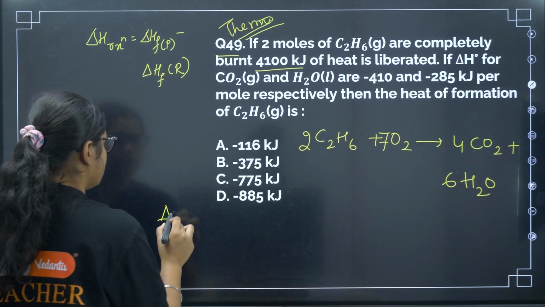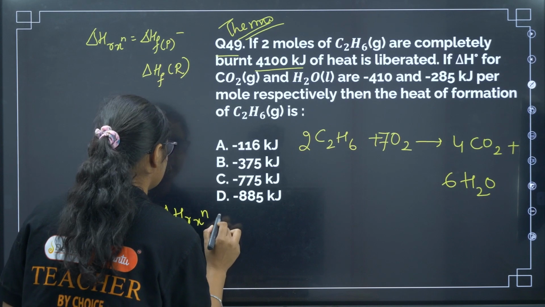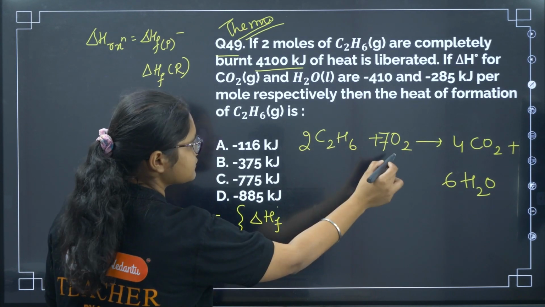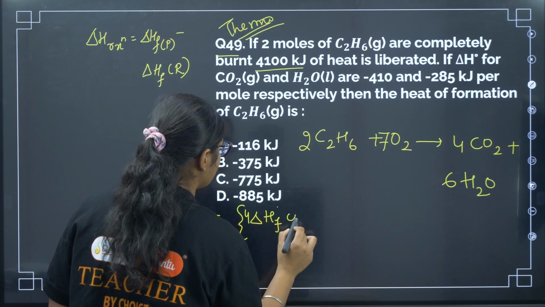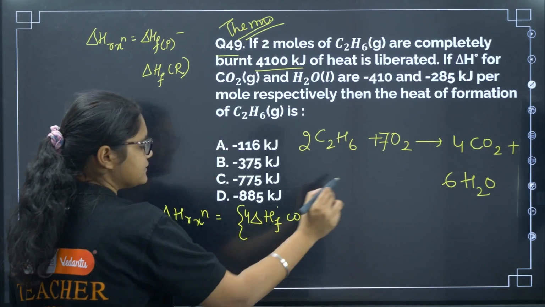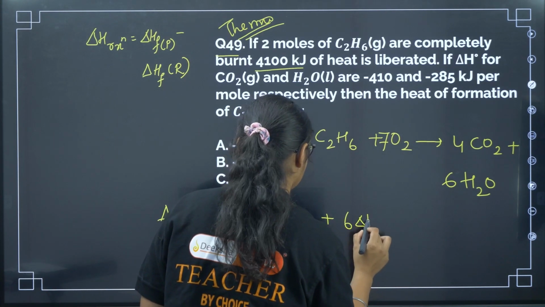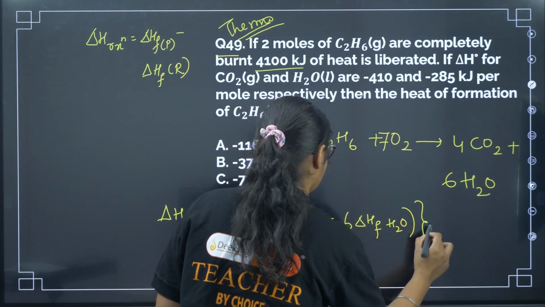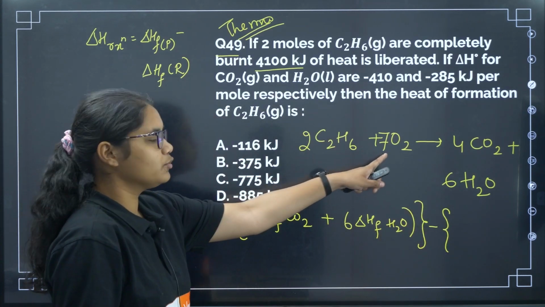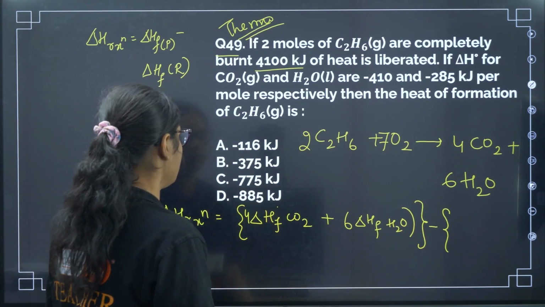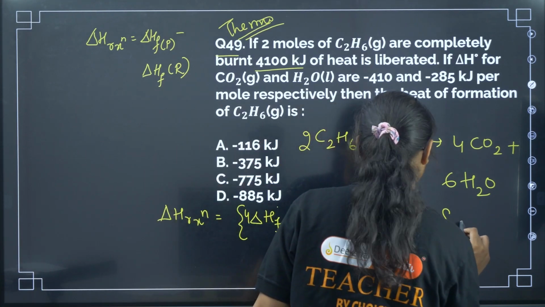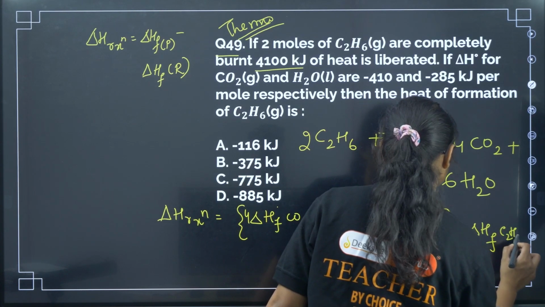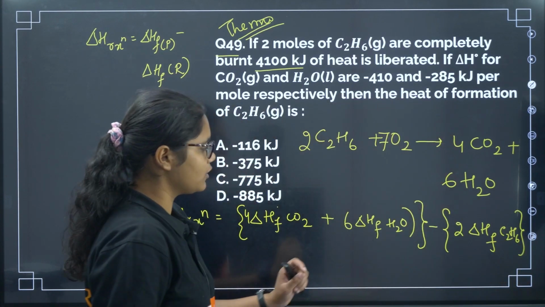So now if I write delta H of reaction is equal to delta H formation of products. What are the products here? 4 times of CO2, right, plus 6 times of delta H of water. Okay, then minus O2 enthalpy of formation is considered to be 0. So now if you put this one, we will get 2 times of delta H of formation of C2H6, right? So we got all the values.